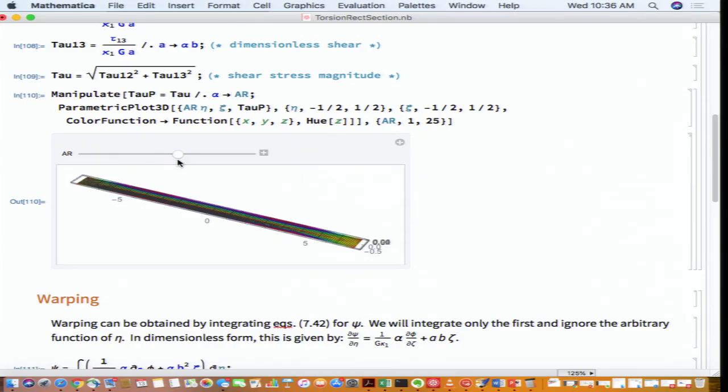So now we have c1 and c2. We will substitute these values to obtain our function. So φ of x2 becomes minus Gκ1 times (x2² minus t²/4).